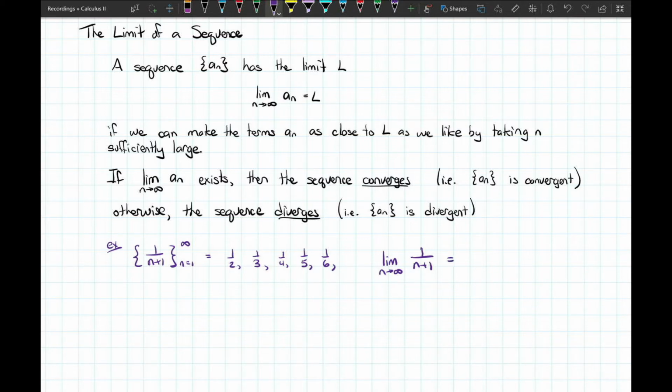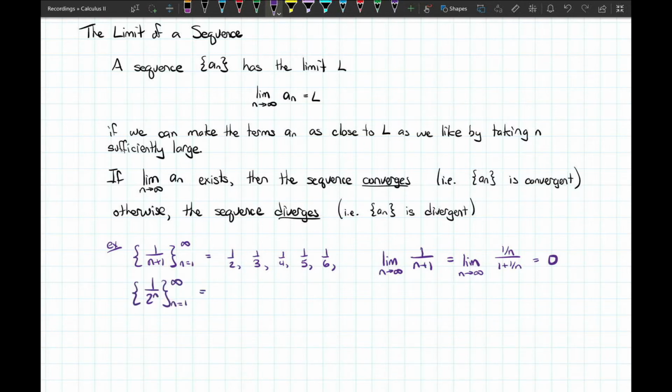We could always divide numerator and denominator by n. And we see that the numerator, 1 over n, goes to 0, and the denominator, 1 plus 1 over n, goes to 1. That gives us 0. So this sequence converges to the limit 0.